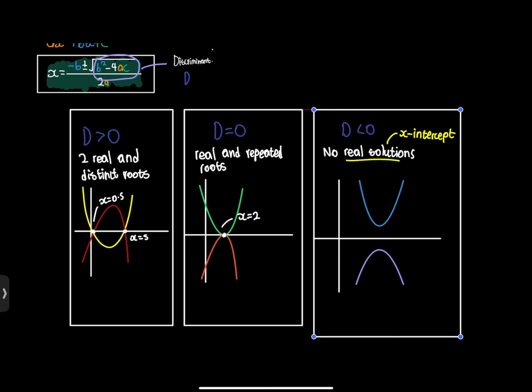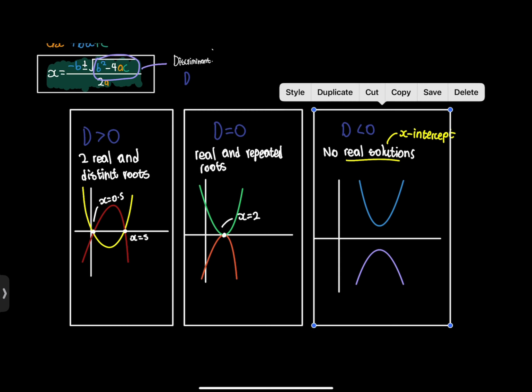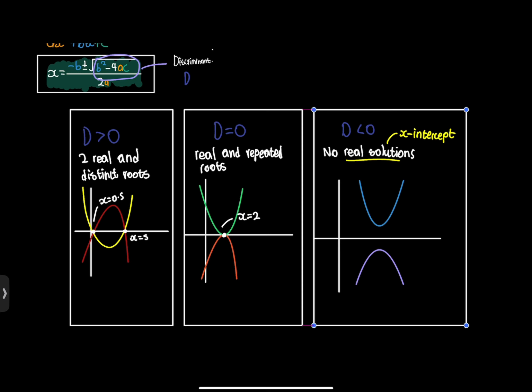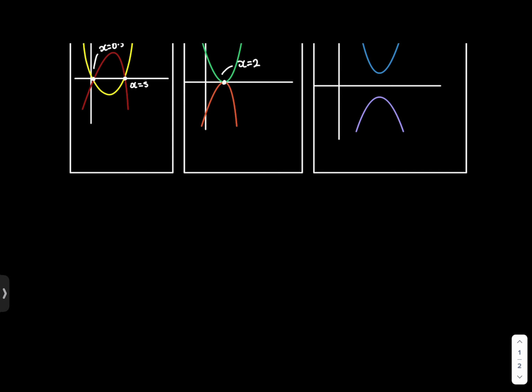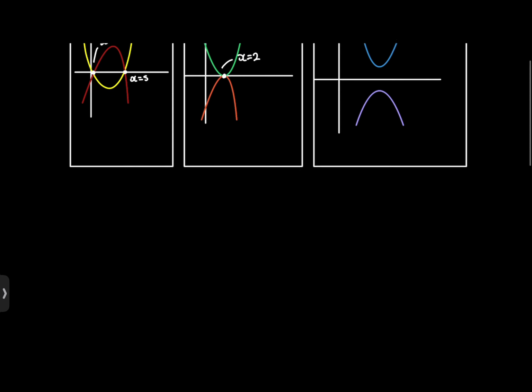So if your discriminant is less than 0, your graph is either going to be entirely above or entirely below, depending on the coefficient of x squared. So why do I keep on saying coefficient of x squared? Let's just say we have a simple curve, or parabola, of y is equal to x squared and y is equal to negative x squared.